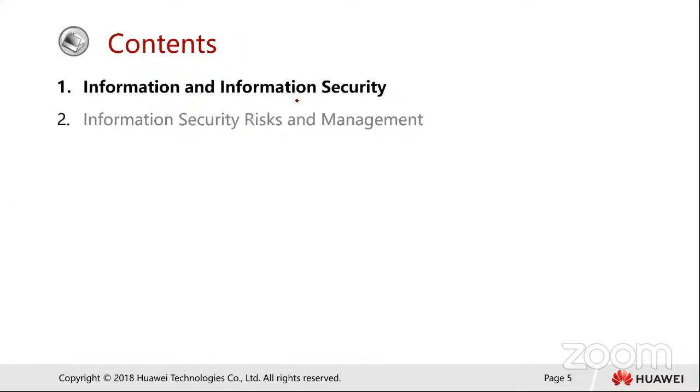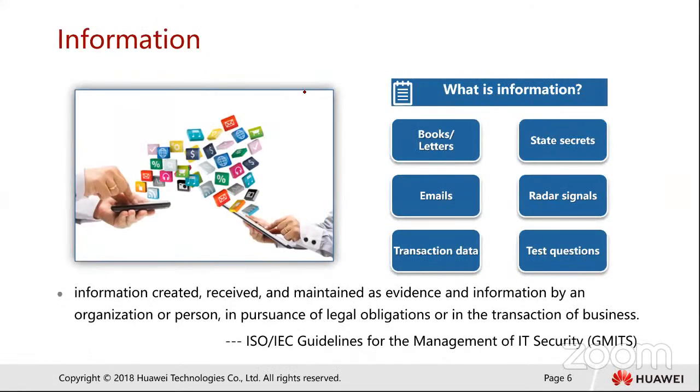So let us look at information and information security. We all know what information is, right? And I will not ask you what is information. I believe by the time you're here, you know that information is something that is making sense to you, something that has meaning to you, or something that you can use to drive your decision as a person. But in this case, we want to look at information as the information created, received, and maintained as evidence and information by an organization in either pursuance of legal obligation or in the transaction of business. So we want to look at that kind of information.